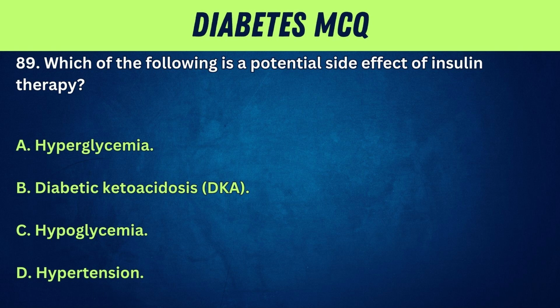89. Which of the following is a potential side effect of insulin therapy? A. Hyperglycemia. B.